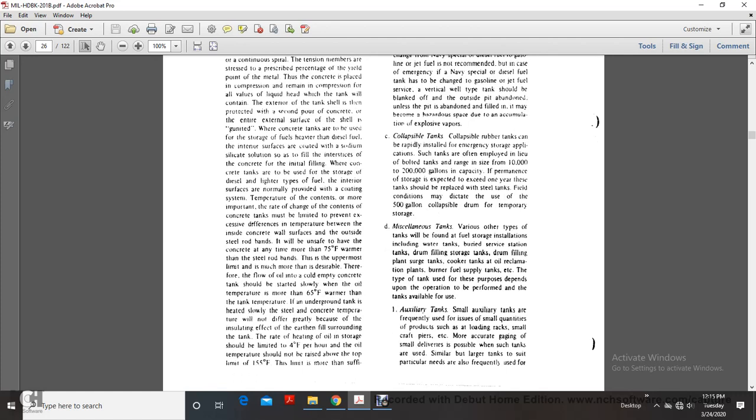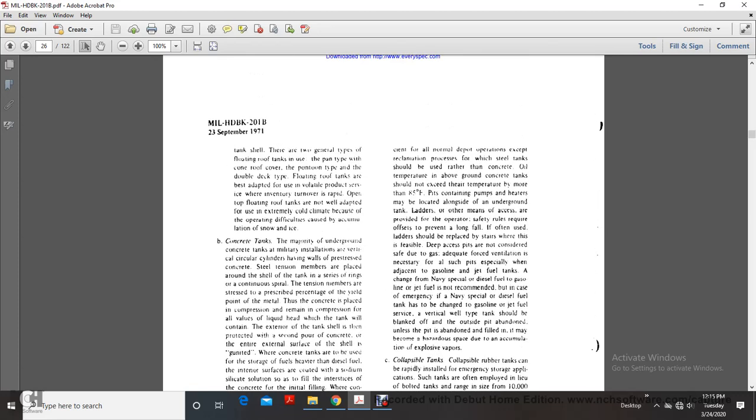If an underground tank is heated slowly, the steel and concrete temperature will not differ greatly because of the insulating effect of the earthen filling surrounding the tank. The rate of heating of the storage should be limited to 4 degrees per hour. The oil temperature should not be raised above a temperature of 155 degrees. The limit is more than sufficient for all normal depot operations, except for the reclamation process, for which a steel tank should be used rather than the concrete.